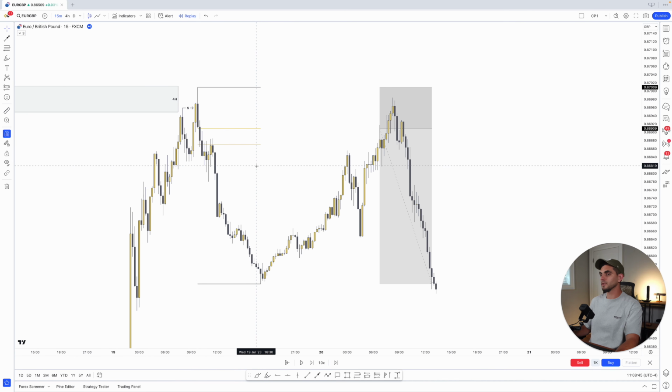So this is a very simplified approach to the strategy that was taught. We've gone over multiple ways and multiple different scenarios to enter using this strategy, and this is just an even more simplified approach. So I hope you guys gained value from this.